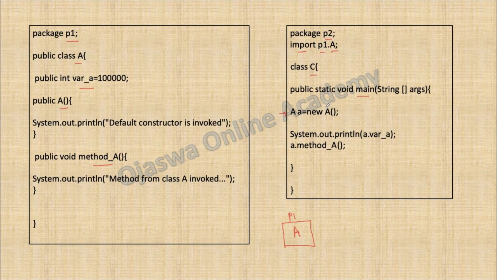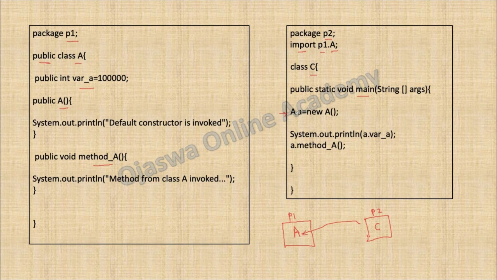The one important thing to remember: if you want your class to be accessible outside the package, so this is package P2 and inside package P2 there will be class C, and if you want class A to be accessible to package P2, to class C, you should declare your class as public. How do you declare it as public? Using the public keyword. So we need to say public and then the class keyword and class name. This is how you give access to your class.